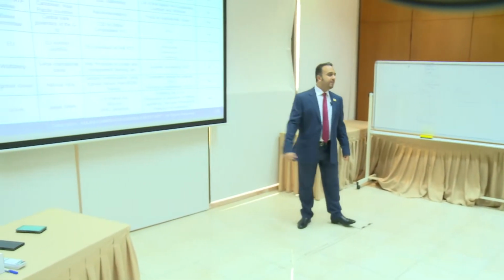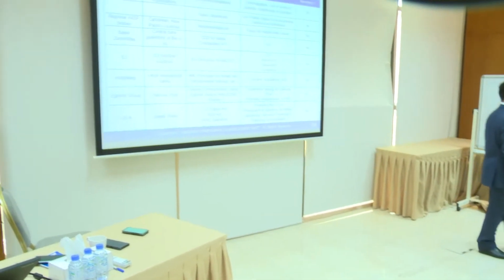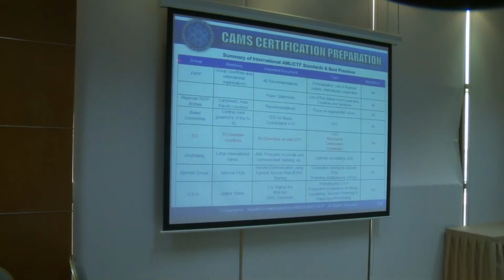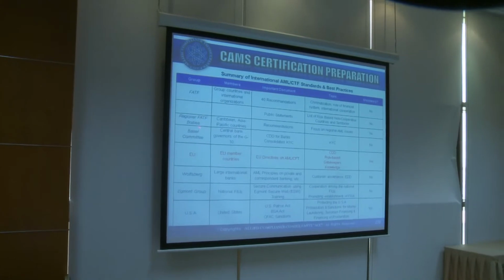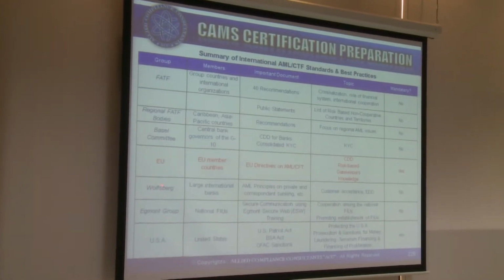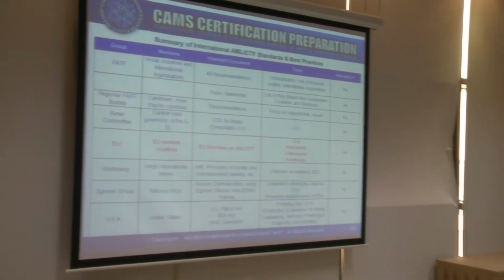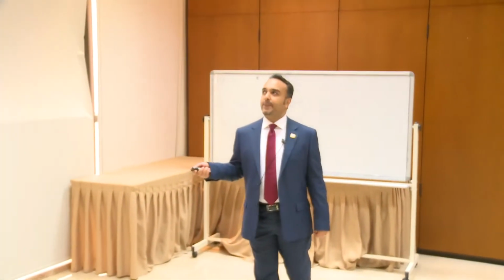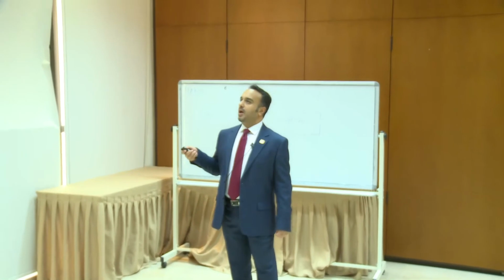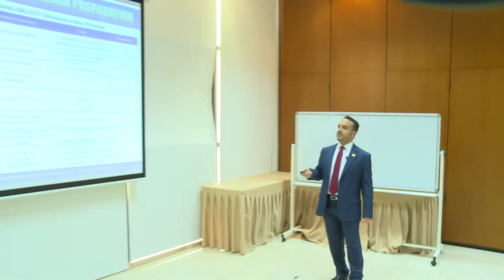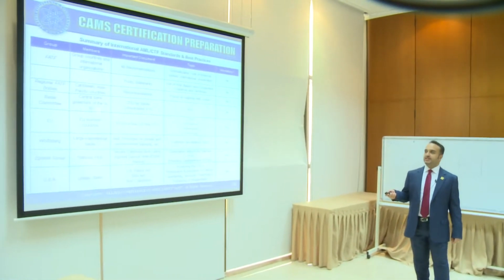And this is the summary, as we mentioned. You have FATF, the regional FATF bodies, the Basel Committee, the European Union, the Wolfsburg Group, the Egmont Group, and the USA laws. For each one, what is the important topic? Who are the members? The topic, the document, and whether it's mandatory or not. You can see the only exception, which is mandatory, is the EU.